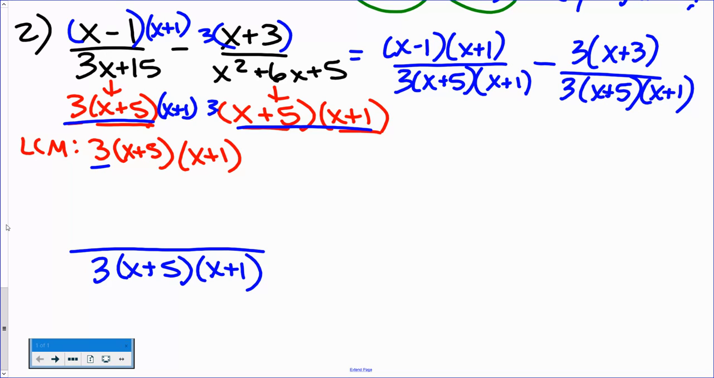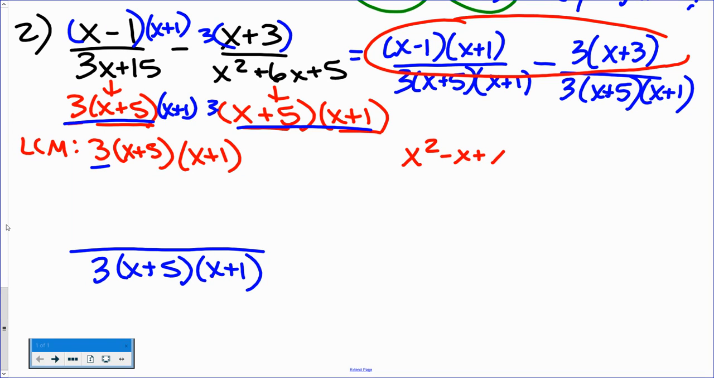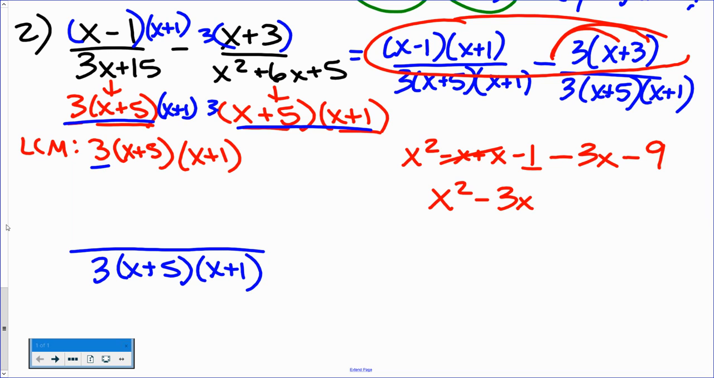Okay, up on top, I'm going to need to distribute out. So I've got x squared minus x plus x minus 1, and I'm subtracting, so negative 3 times x is a negative 3x, and a negative 3 times 3 would be negative 9. Combining these like terms, I've got x squared, those cancel out, minus 3x, and negative 1 minus 9 would be negative 10. So I've subtracted. Now I must double check.